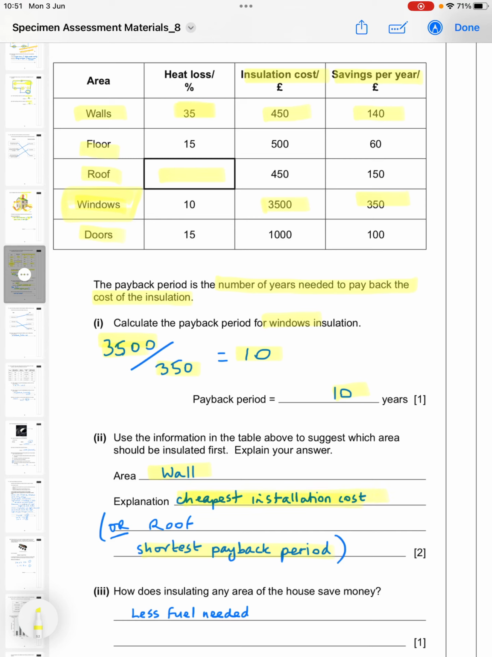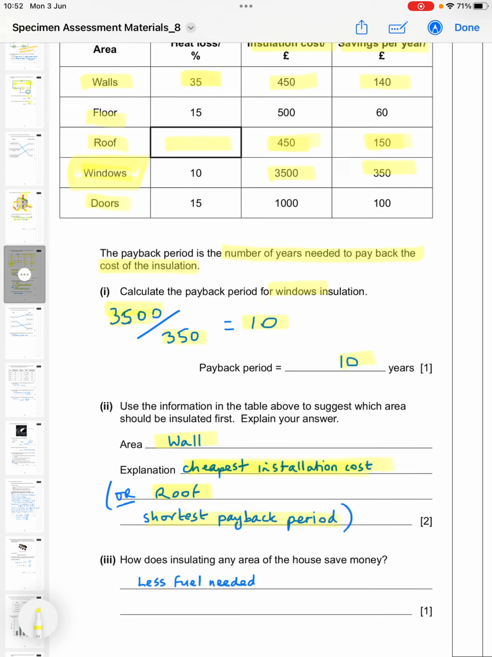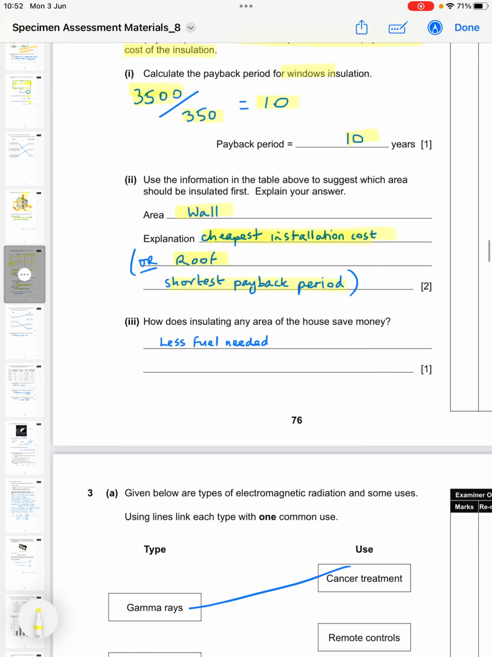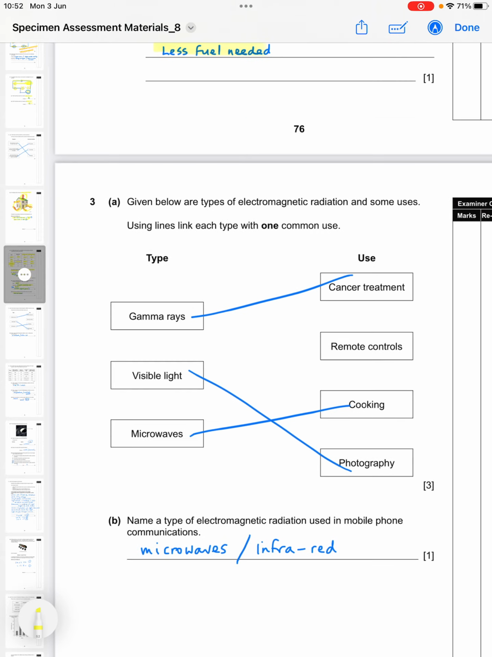If you look at the roof here, it's actually got the shortest payback time, £450, and saves £150 a year. So the roof will be the shortest payback period. Forgive me there. So how does insulating any area of the house save money? Well, the main reason is that less fuel is needed then to heat the house, and if you're buying less fuel, that's costing you less money.